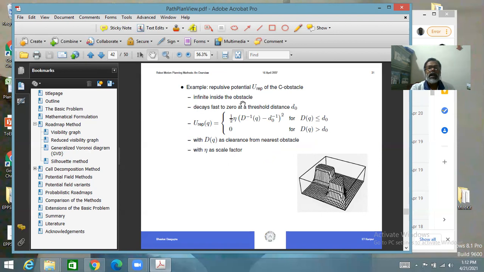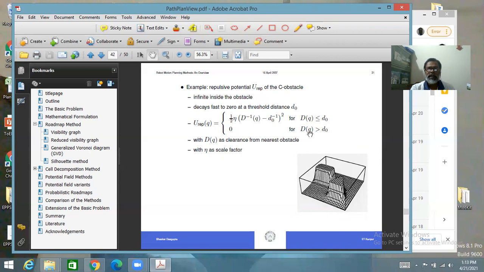Okay? And you have to design a function in such a manner that it changes from that infinite huge value to a very small value within a small distance. So that small distance you take as d0, and then say if the separation of the configuration q from the boundary is less than or equal to d0, then we use this as the repulsive field, the repulsive potential.